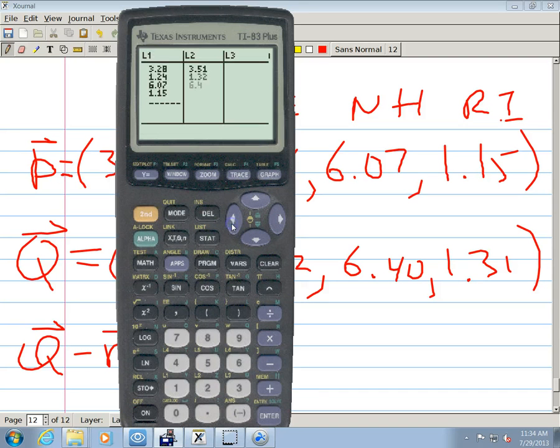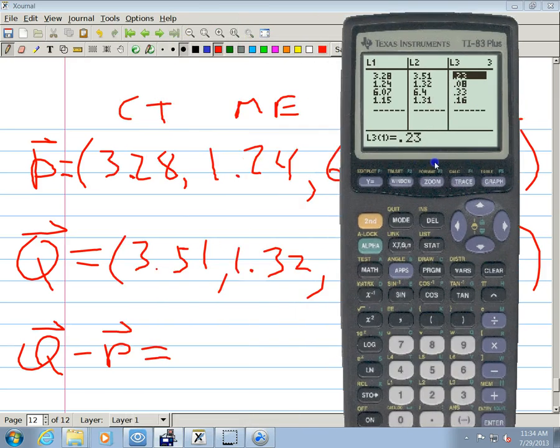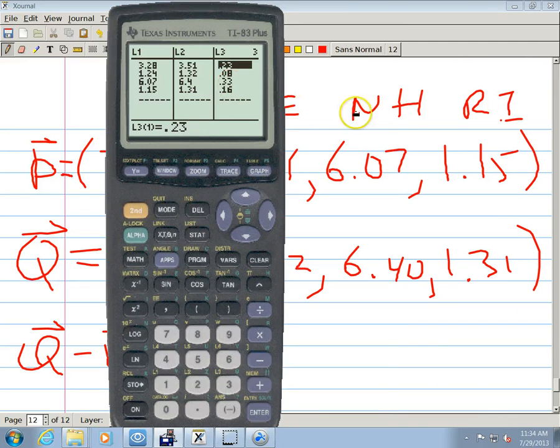All right, so what does that mean? 0.23 means what, for example, in the context of this problem? We subtracted the population from 2005, which was L2, minus population 1995, which is L1, and 0.23 means what? The increase in the population in Connecticut, 0.23 million people. 0.08 million people is the increase in population for what? Maine. And 0.33 is an increase in population for New Hampshire. And 0.16 million, or 160,000 people, is the increase in population for Rhode Island. Okay, good.